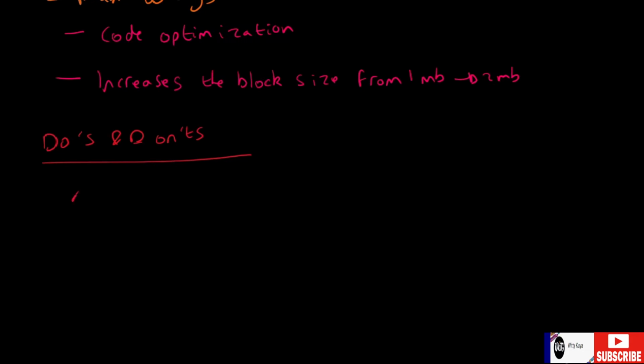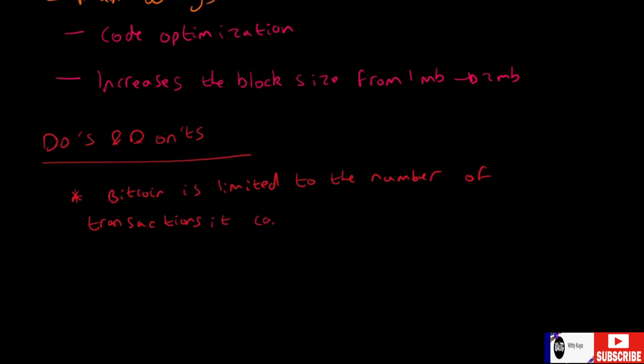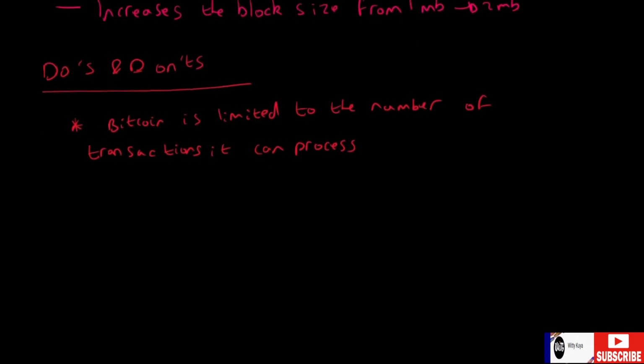So first of all, Bitcoin is limited to the number of transactions it can process. So as the network gets larger, more users come on, more transactions are occurring. This obviously can become an issue.